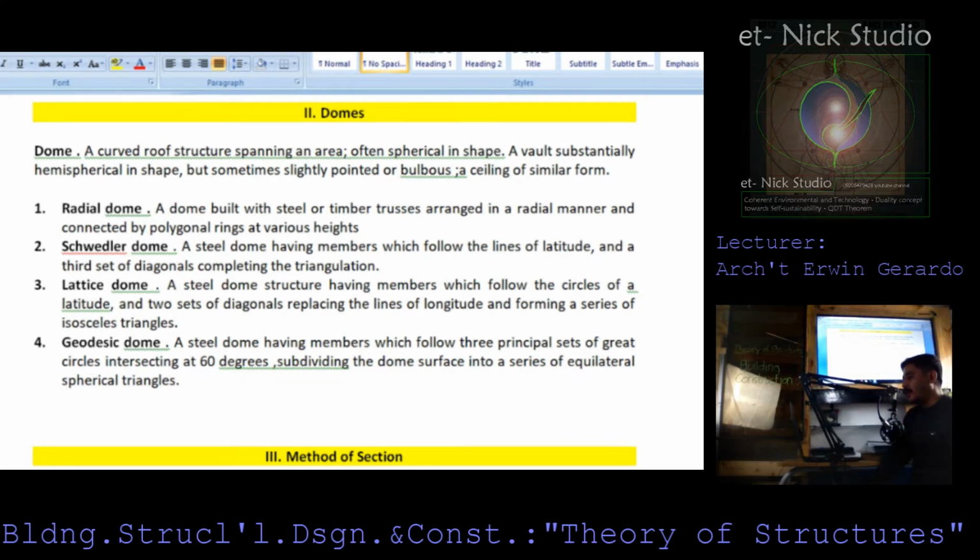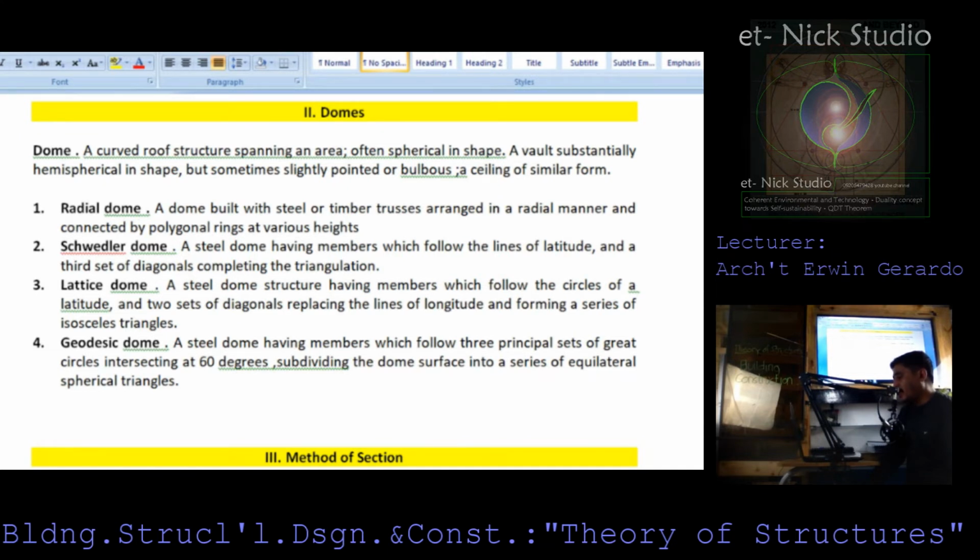Schwedler dome, a dome having steel members which follow the lines of latitude and a third set of diagonals completing the triangulation. Lattice dome is a steel dome structure having members which follow the circles of latitude and two sets of diagonals replacing the lines of longitude and forming a series of isosceles triangles.